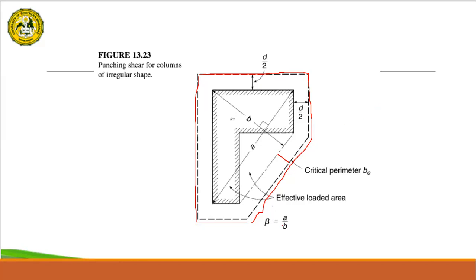So, ang beta here is the ratio of A over B. So, ang A natin is the distance from this corner to that corner, no? Ito yung A. And then, ang B naman, this is a line perpendicular to A. So, from this corner to this line dito. Yan yung ating B.